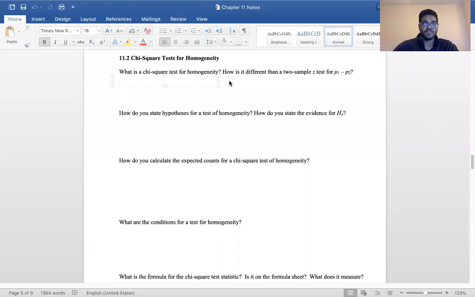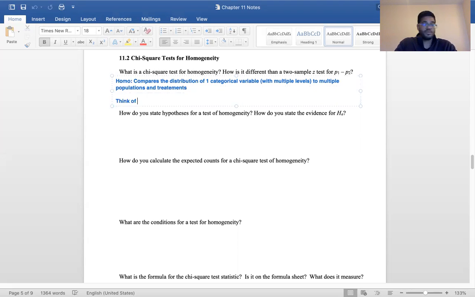So what is the chi-square test for homogeneity? Well, if you break down the word homogeneity a little bit, homo meaning same, it compares the distribution of one categorical variable with multiple levels to multiple populations and treatments.